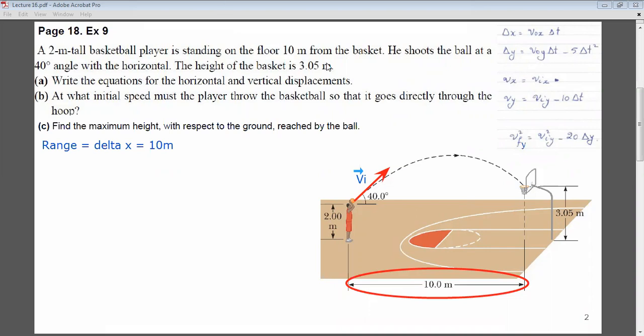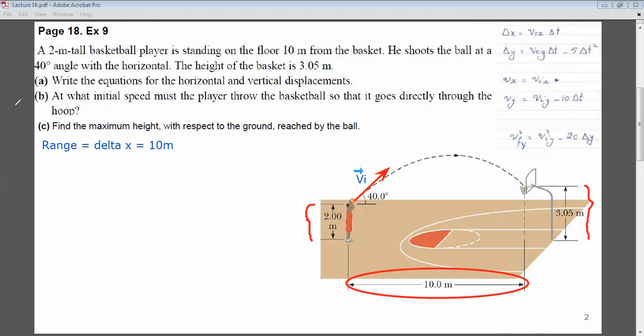The height of the basket is 3.05. So he is 2 meters long, and the basket is 3.05 meters high. Okay, and he's shooting the ball from this height to this height.